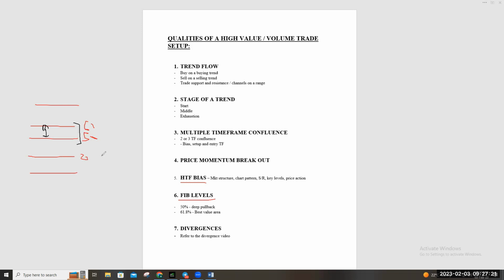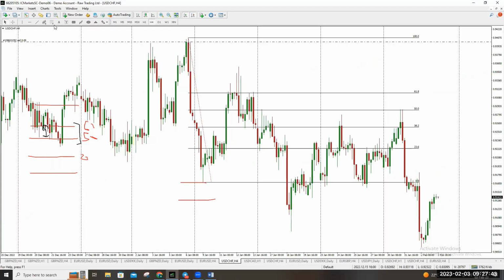Now these points, the 50 and the 61, are very, very important, or rather they are crucial points. I also like adding this area between the 50 and the 61, also a very important point. So when you're using the FIB levels, pay attention to the 50, the 61.8, and also the area between the 50 and 61. Why? Because mostly in this market, out of experience, it will respect these FIB levels every time there is a retracement.